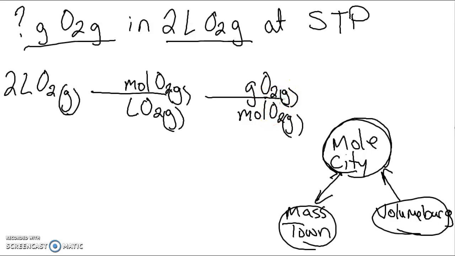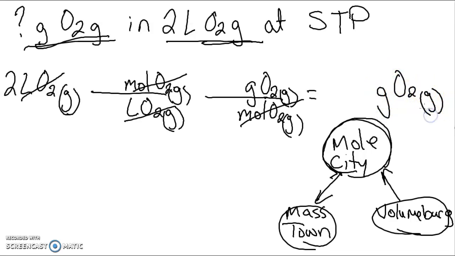At this point, you can cross things out to make sure you're ending in terms of grams of oxygen gas. Liters of oxygen gas cancel with liters of oxygen gas. Moles of oxygen gas cancels with moles of oxygen gas. This will leave us in terms of grams of oxygen gas. Now let's plug in our numbers.